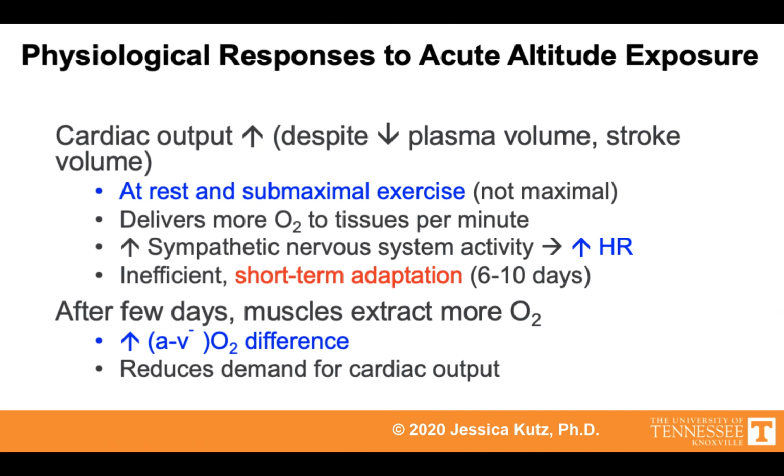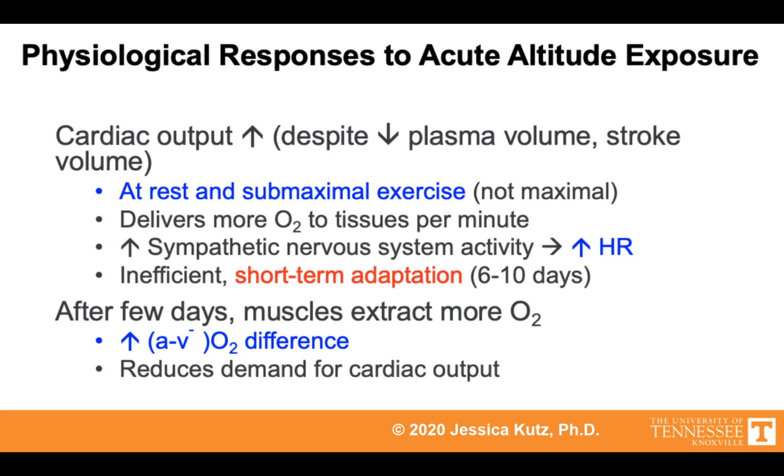So some other physiological responses that we see is cardiac output actually goes up. And this should be a red flag because I've just told you that plasma volume goes down and stroke volume also goes down. But we see that cardiac output has gone up both at rest and at submaximal exercise, primarily because of a significant increase in heart rate due to an increase in sympathetic nervous system activity. So you have this fight or flight response that is occurring as you're going up to higher altitudes. And this is a very short-term adaptation. It only lasts about 6 to 10 days.